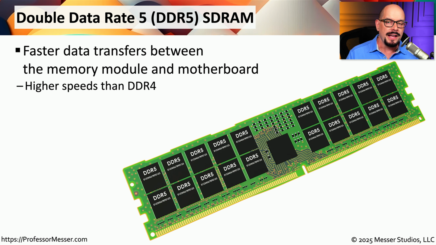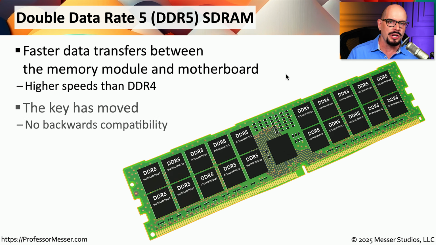With DDR5, we improved on DDR4 by increasing the speed of the data transfers between the memory module and the CPU on the motherboard, and this is one that also is not backwards compatible with that older memory. And if we were to come out with a new version of memory with new types of technologies, it's very likely that the newer technologies would also not be backwards compatible.